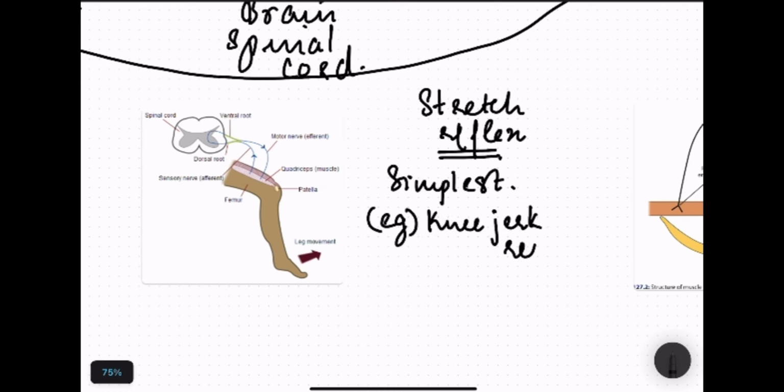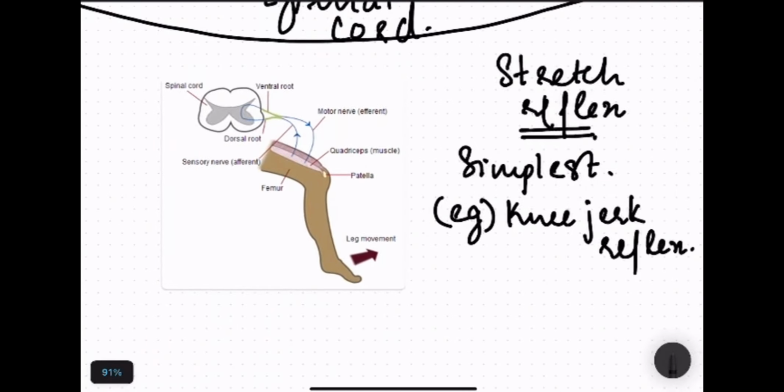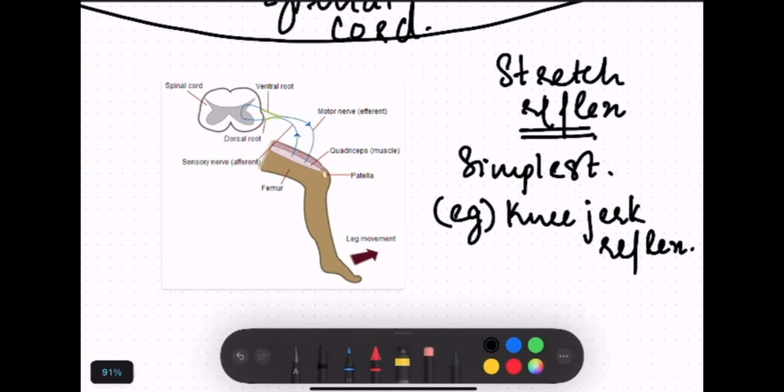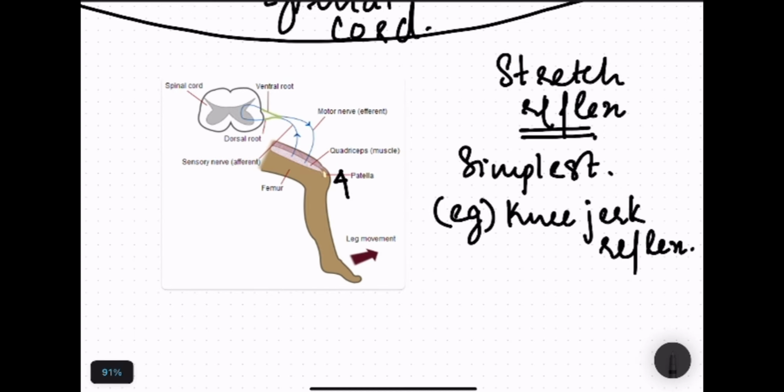Let's look at this knee jerk reflex. So first we have a stimulus. So what is a stimulus? We are giving the stimulus with the help of a knee hammer. A knee hammer will strike the tendon of the muscle, which causes stretch of the muscle. The stretch is the stimulus.